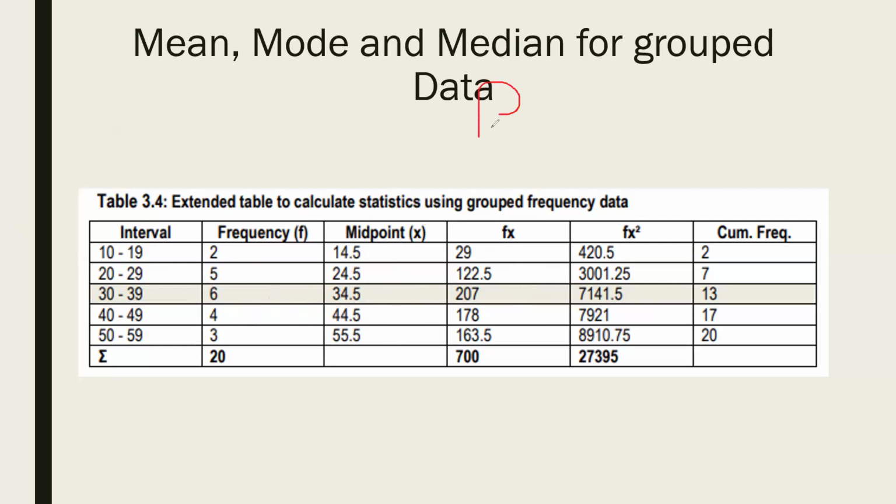So fx squared basically, there are two ways of calculating fx squared. The first one, you say fx multiplied by x. Or you say f multiplied by x squared.